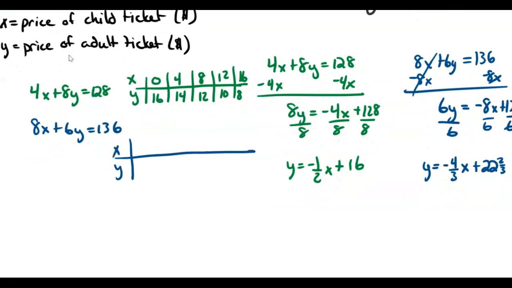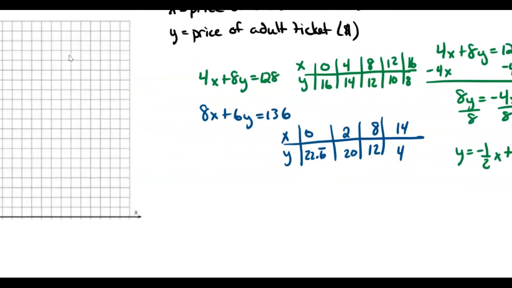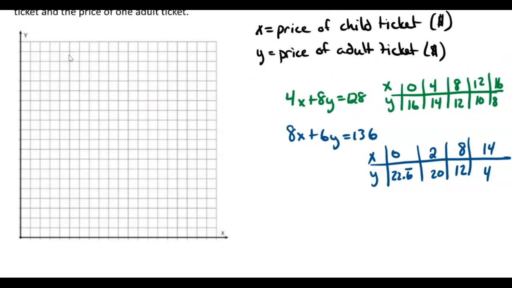So this one, when I plug in 0, I get 22 2/3, which is like 22.6 repeating. When I plug in 2, it worked out a lot nicer. I ended up getting 20. I tried plugging in some other numbers and got weird decimals. When I plugged in 8, I was like, okay, that's a good number to graph. Same thing when I plugged in 14. So if I get kind of weird decimals, I a lot of times will just pick a different number.